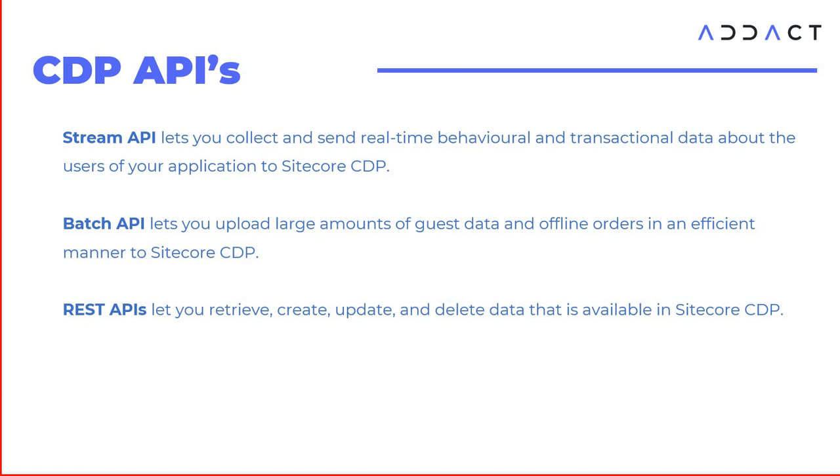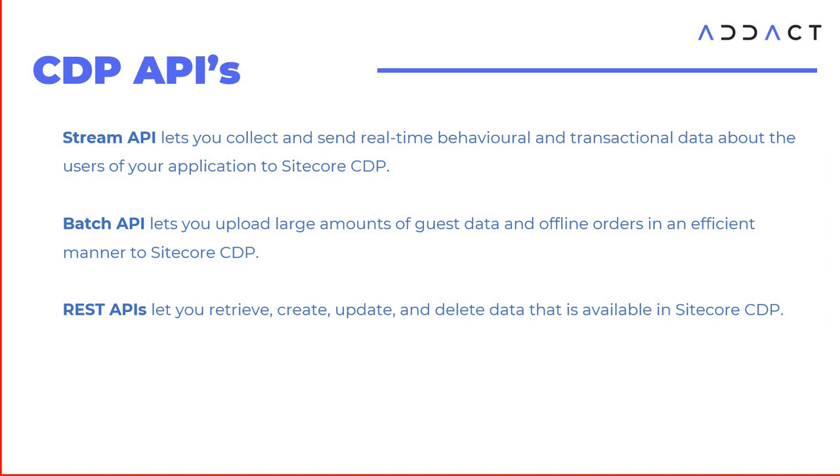The Stream API means we have to send the data from the website to our Sitecore CDP, so it will track behavioral data or transactional data. Same with the Batch API, it will upload data. Let's say you are following different customer data platforms, and if you want to upload that data into CDP, it's a large amount of data we can migrate from any customer platforms and CRM. So it provides a Batch API, so you can push all the data into our CDP account.